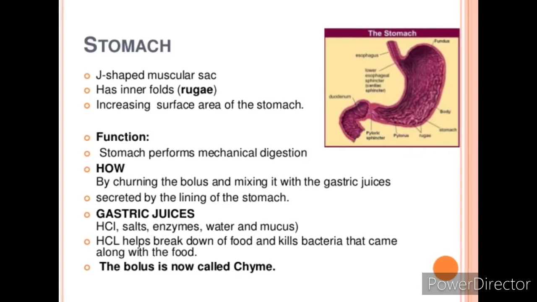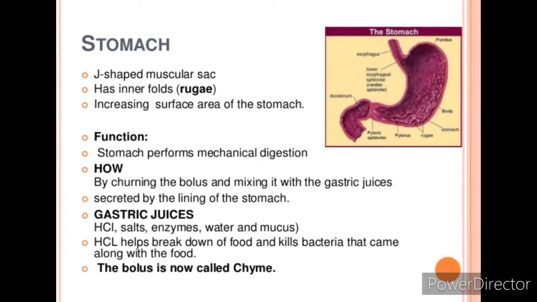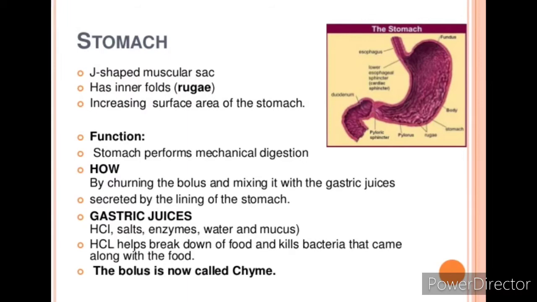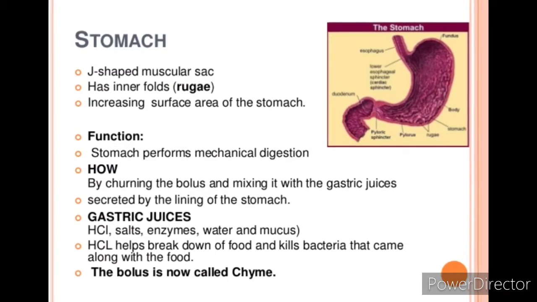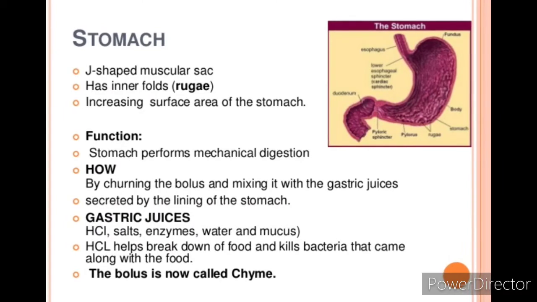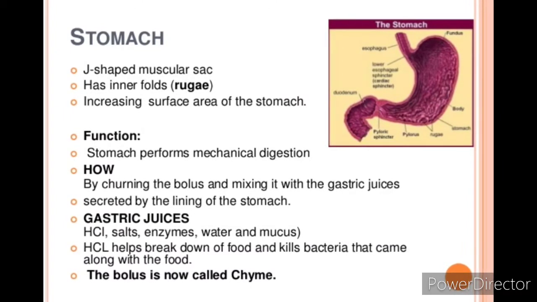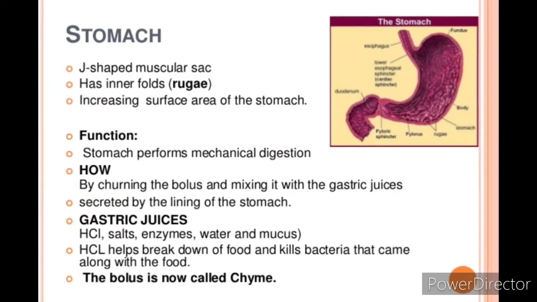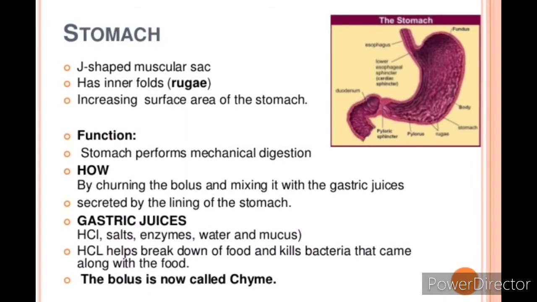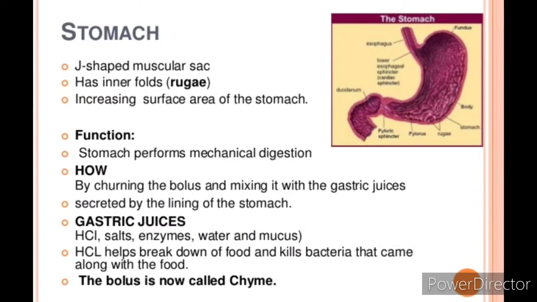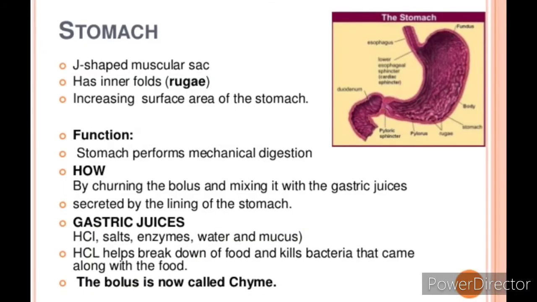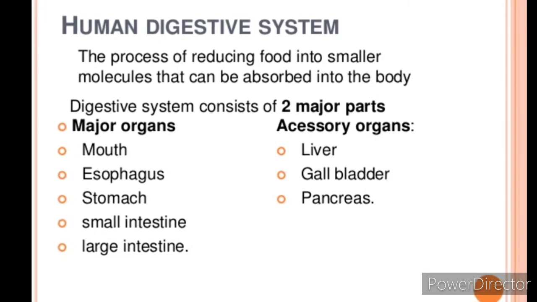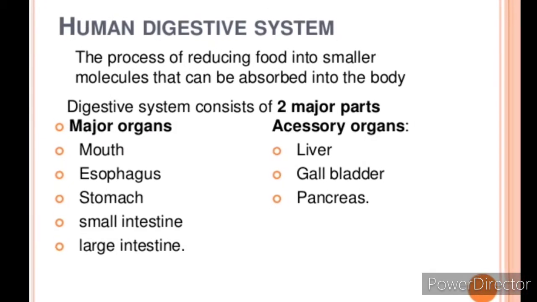And just a small recollection: the stomach is a J-shaped muscular sac. It has inner folds and increased surface area, and the stomach performs mechanical digestion by churning the bolus and mixing it with the gastric juices secreted by the lining of the stomach. Gastric juices are HCl, the inbuilt acid present in our stomach, and salt, enzymes, water, mucus. All these are inbuilt, mechanical processes done in the stomach itself, and it will produce many digestive juices also.